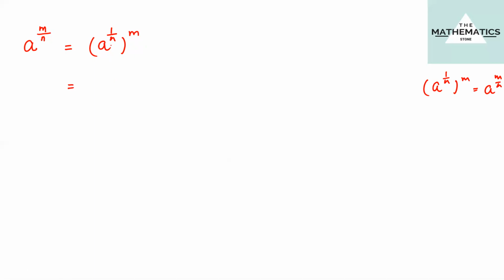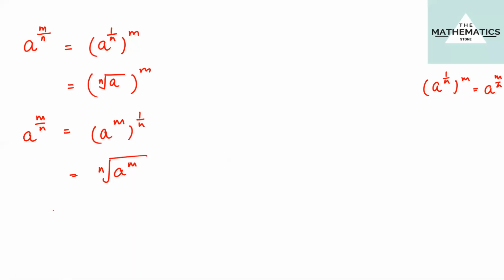Now a raised to 1 over n will become the nth root of a, and this complete thing raised to m. Also, you can do it like this as well. a raised to m over n equals a raised to m, and then you take its nth root. So a raised to m, and then you're taking its root.